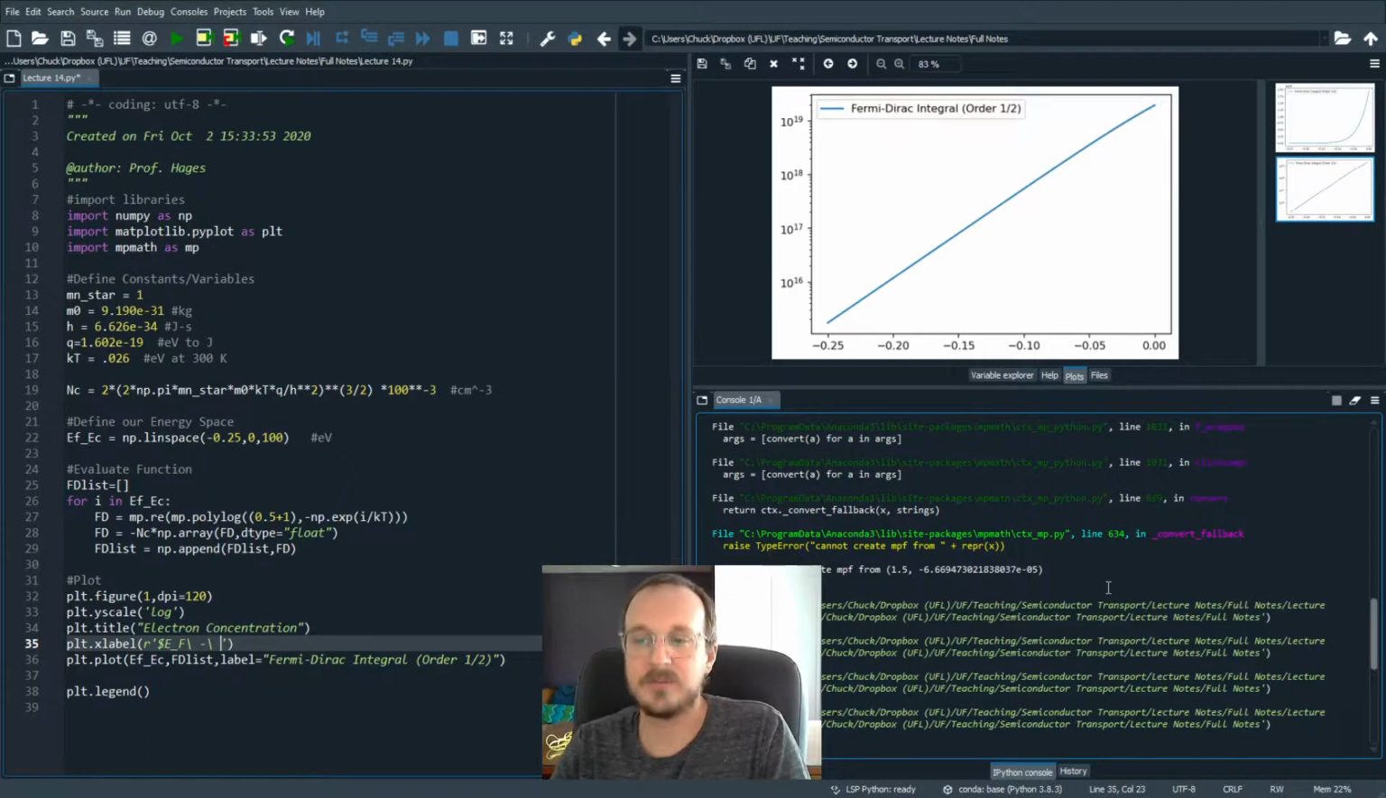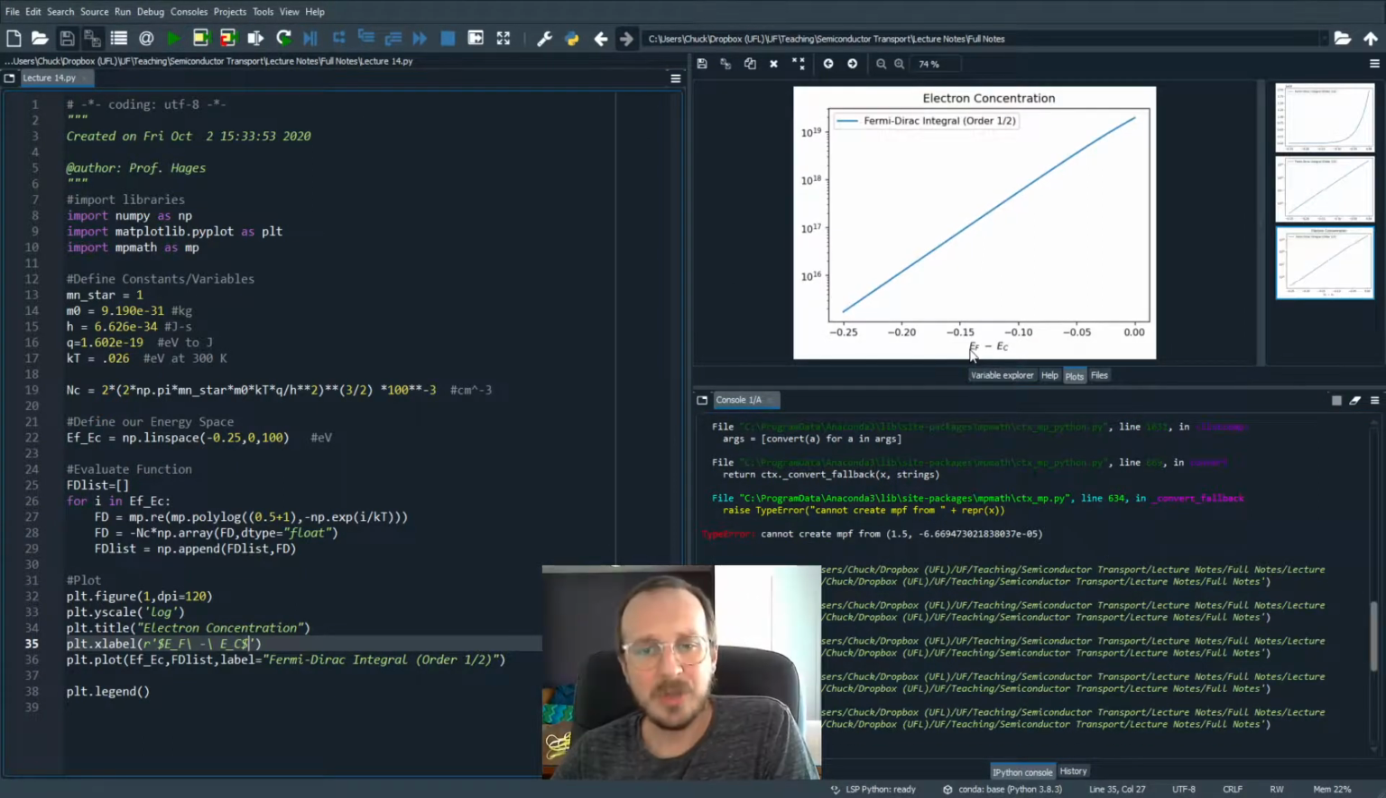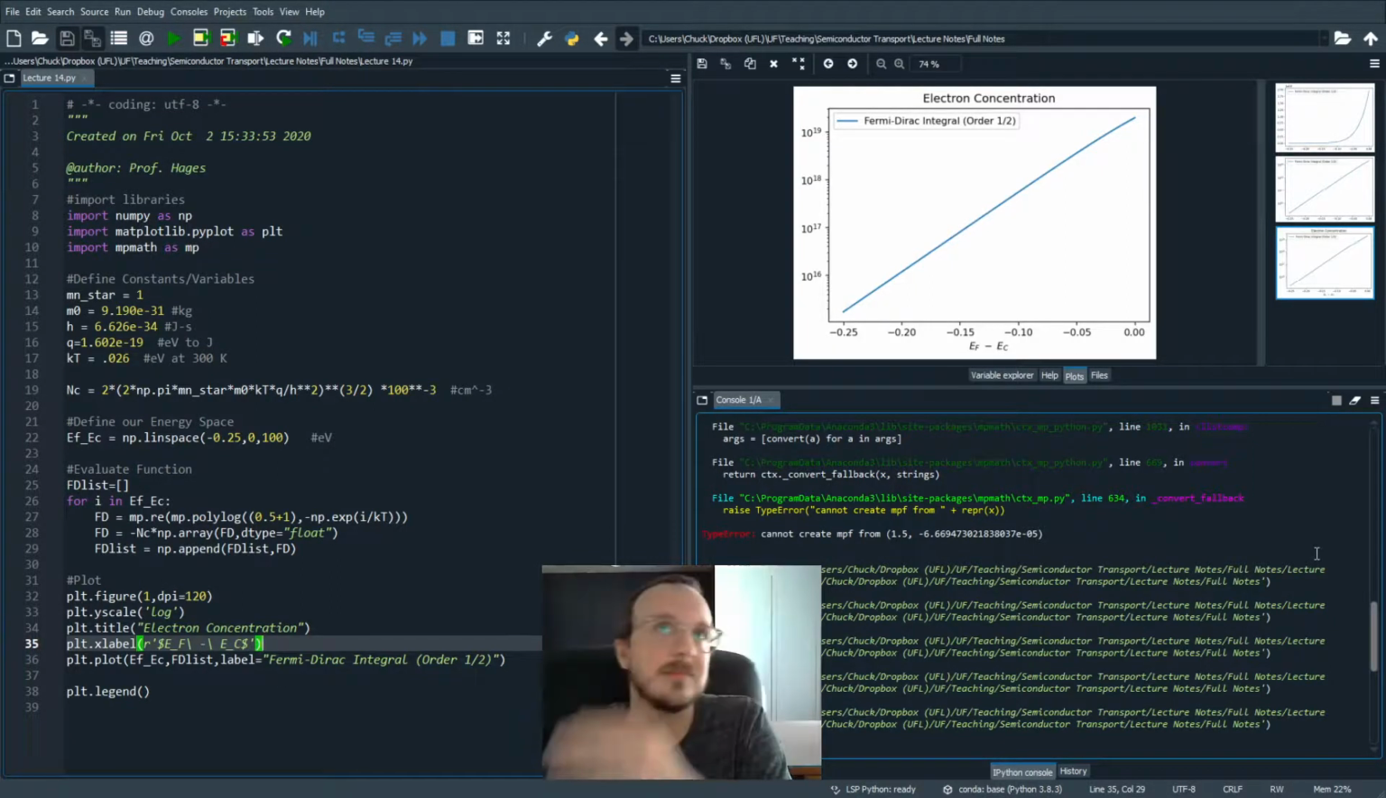/space will give us a space, and then E underscore C. And then we'll close the $ sign, and then you can look at what this plots. It'll be E_F minus E_C. Okay, so this is just a fancy way to use LaTeX definitions. You can look them up. They're called mathtext or something.